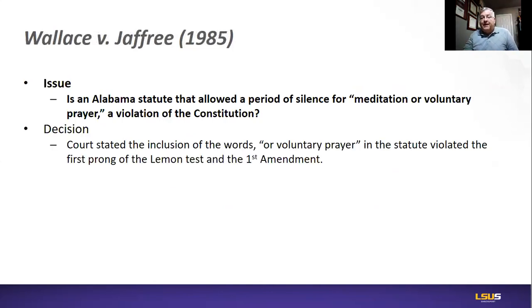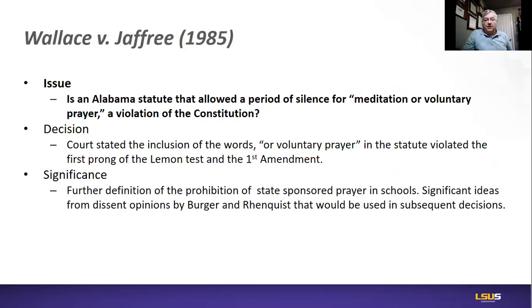So the Supreme Court said the words "voluntary prayer" violated the first prong of the Lemon test, and therefore it violated the First Amendment. So the significance here is that this court is continuing to define this prohibition against state-sponsored prayer in schools or government-sponsored prayer in schools. And in this particular case, we talked about last week, we talked about dissenting opinions. In this case, Justice Burger and Rehnquist wrote dissenting opinions, and their ideas in the dissenting opinions are going to be used in subsequent court decisions.